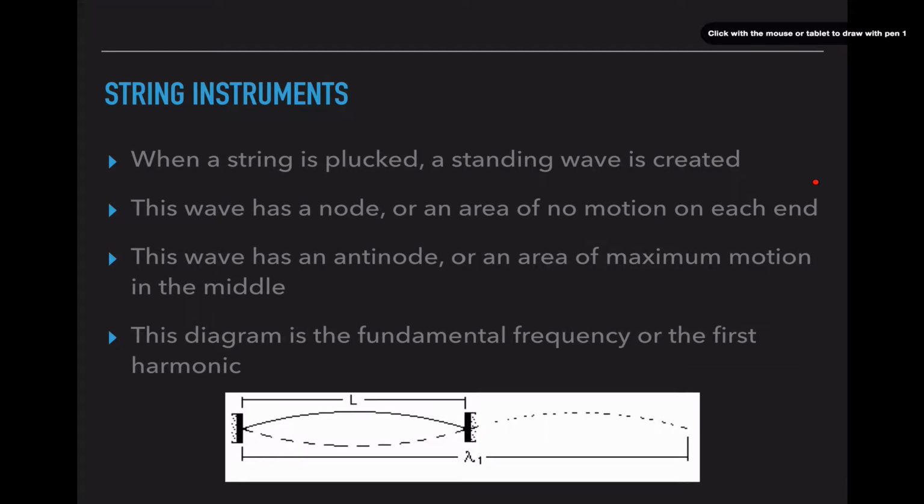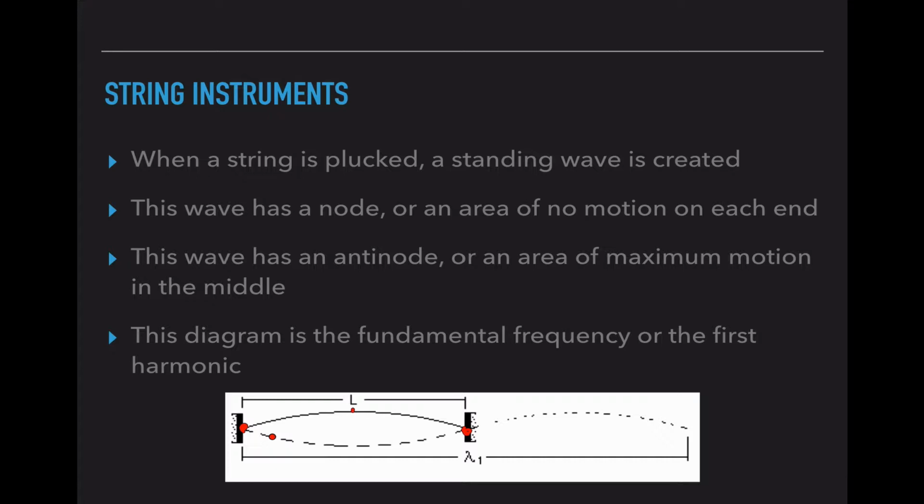So for string instruments in particular, when a string is plucked, a standing wave is created. This wave has a node, or an area of no motion, and an antinode, or an area of maximum motion. So keep in mind, here, this would be where we would have no motion. At the very top of the crest or the very bottom of the trough, that is where we would have the maximum motion.